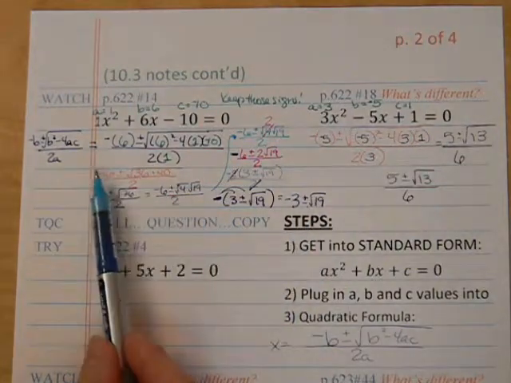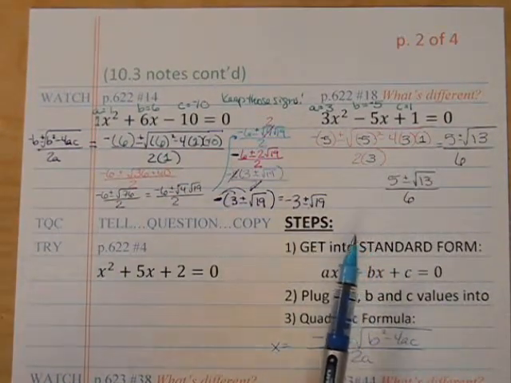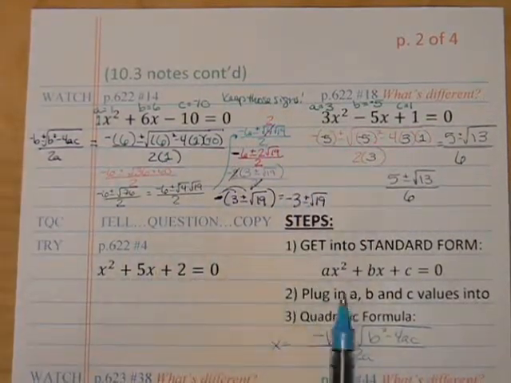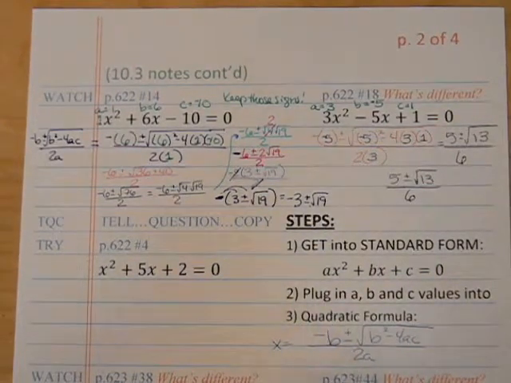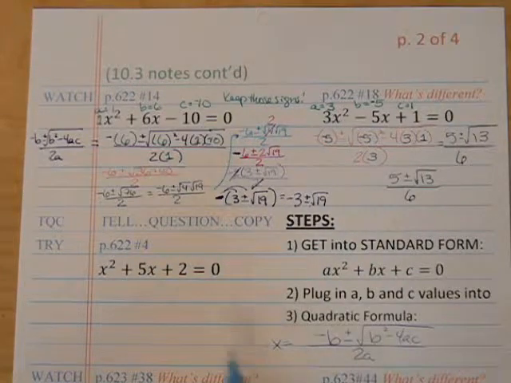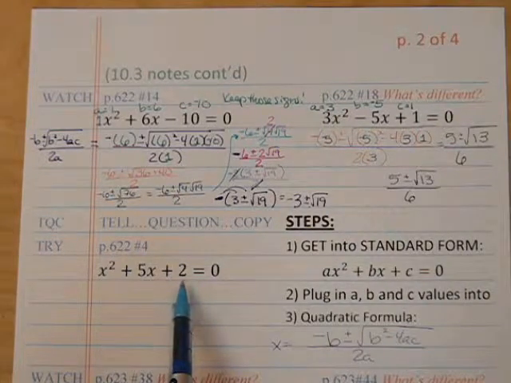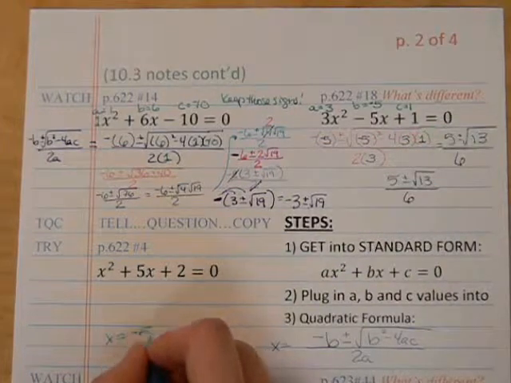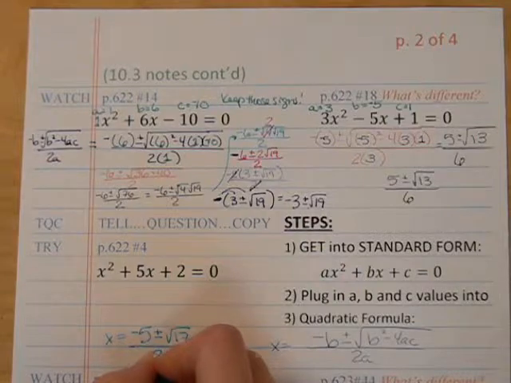So take a moment and talk somebody through what you've seen. Note any questions you might have. Make sure it makes sense for you, and then try number 4. Pause the video and come back to see how you did. After you apply the quadratic formula, a value of 1, b value of positive 5, c value of positive 2, your answers for x should be negative 5 plus or minus radical 17, the whole thing over 2.